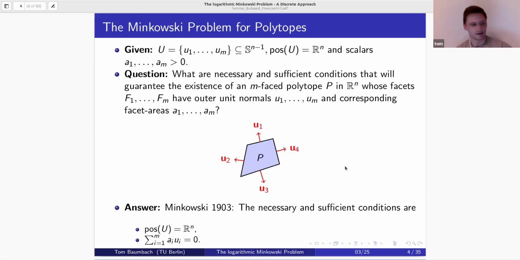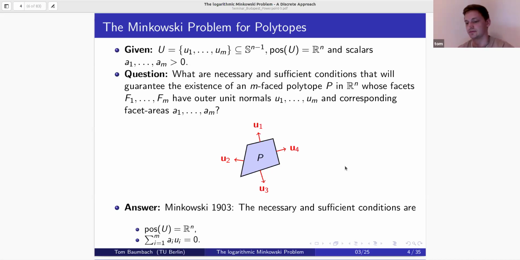Minkowski proved that the necessary and sufficient conditions are that the positive span of the ui equals R^n. The positive span is the set of linear combinations of vectors where the scalars are all non-negative. And the more important condition is that the sum over i equals 1 to m of ai times ui equals 0. So we see that it's more or less a linear equation that needs to be satisfied in order to guarantee the existence of such a polytope.